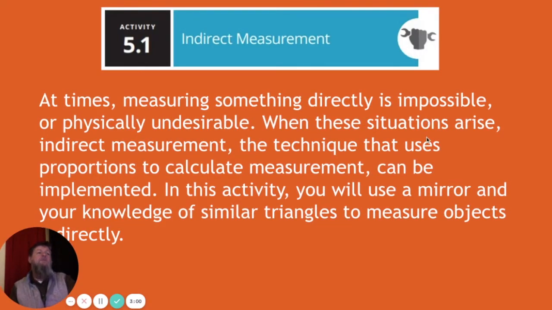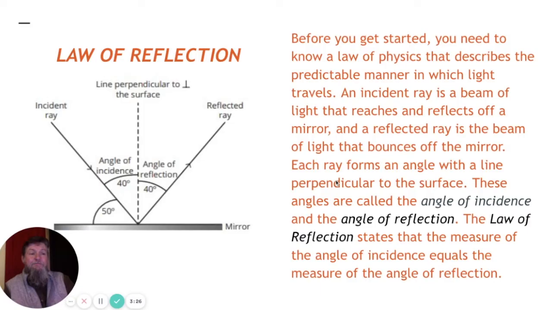All right, so at times measuring something directly is impossible or just physically undesirable. Don't have a measuring tape long enough to measure an entire building, right? When these situations arise, indirect measurement, a technique that uses proportions to calculate measurement, can be implemented. In this activity, you're going to use a mirror and your knowledge of similar triangles to measure objects indirectly.